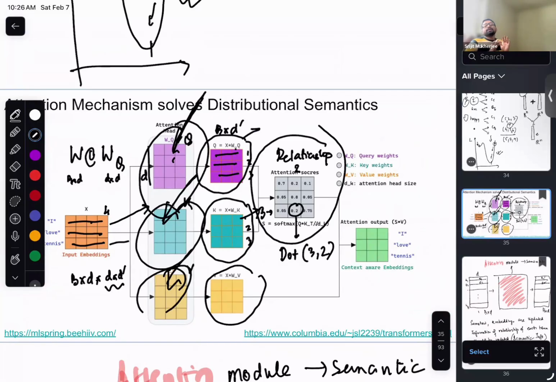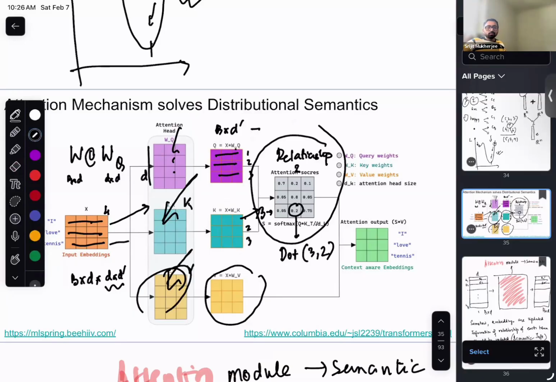I'm repeating again. The weights are trained. So in this setup, you can think, why so many weights? Because these weights give you the degrees of freedom to learn the embeddings so that the relationship is exactly captured the way it should be in the data set. Makes sense, guys? Yes, no, maybe? Okay.